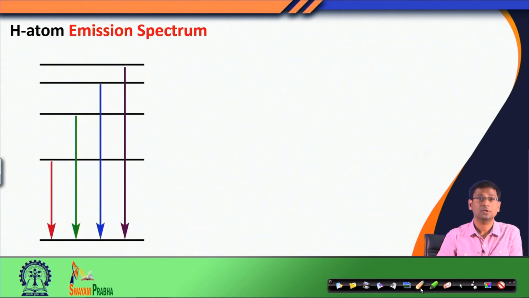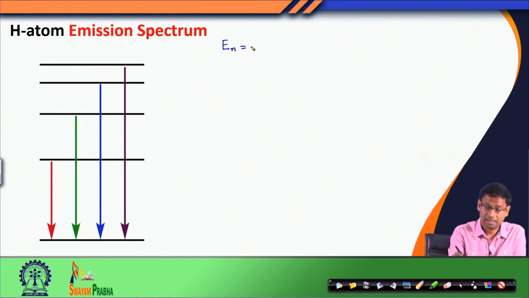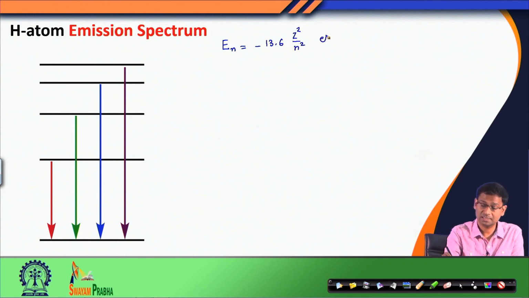But before that, we would look at whether our quantum mechanical solution is able to express the hydrogen atom's emission spectrum. To do that, we would start with the energy expression, which is minus 13.6 electron volt Z square divided by n square. This is written in electron volt unit.